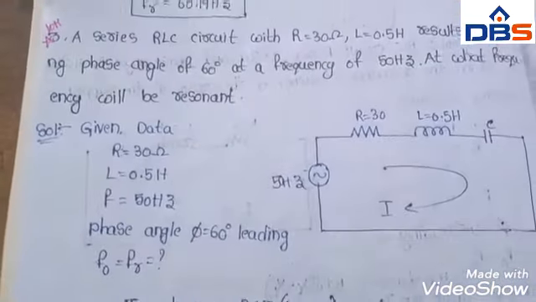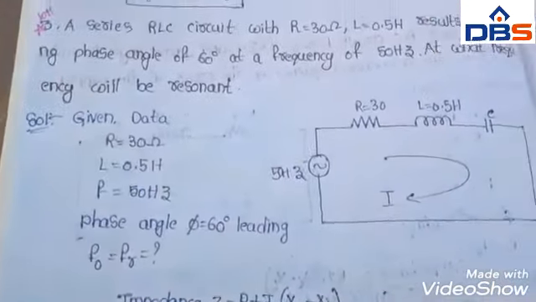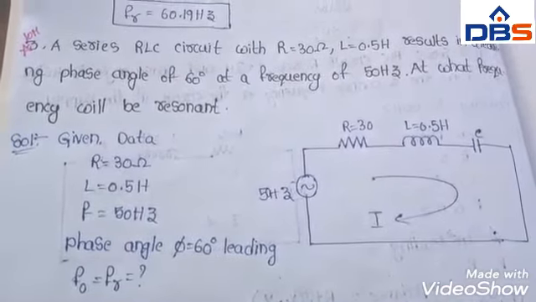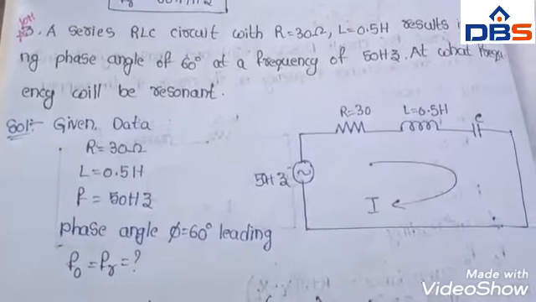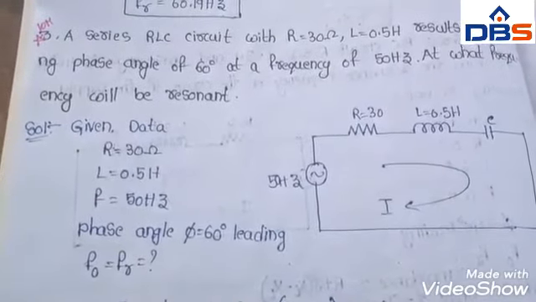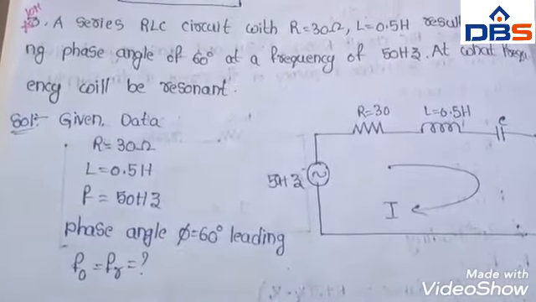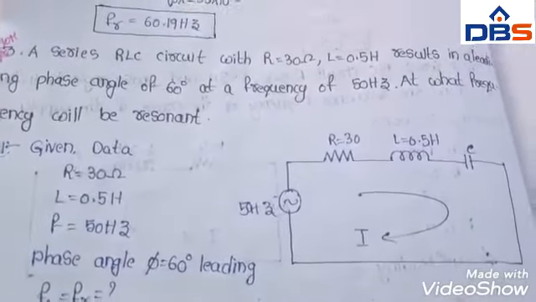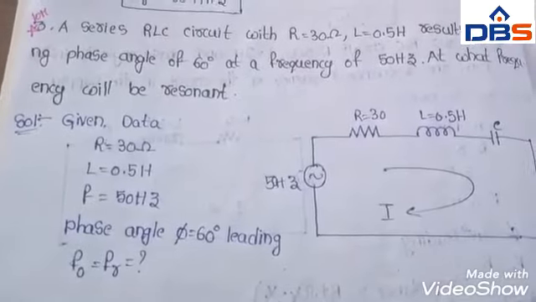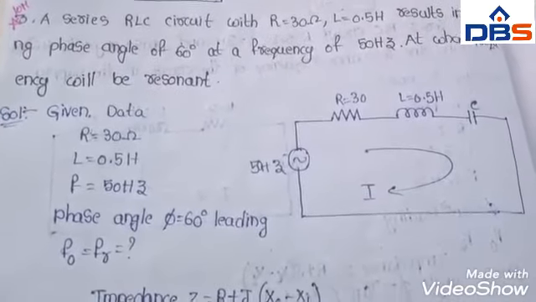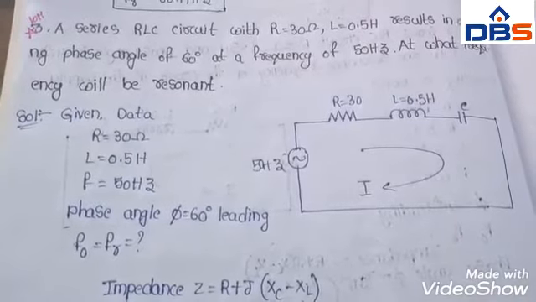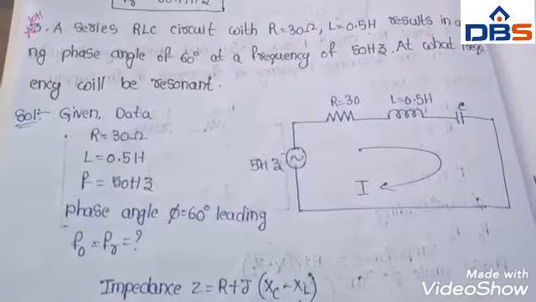Another problem: a series RLC circuit, R is equal to 30 ohms, L is equal to 0.5 H, and the phase angle is 60 degrees, supply frequency 50 Hz. At what frequency will resonance occur, they are asking. In a similar manner, the last problem we have done the same way, and this problem is also done.